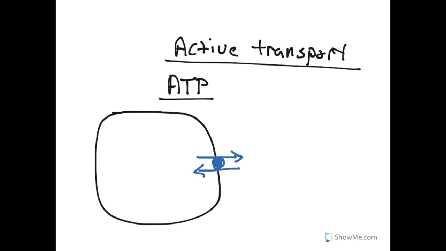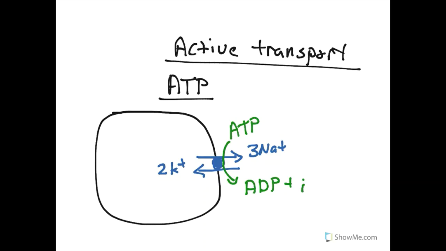So it will bring in two potassium cations and pump out three sodium cations for every molecule of ATP expended. And that will end up producing ADP and an inorganic phosphate molecule. So it's going to be that phosphate that's important in phosphorylation of the ATPase.